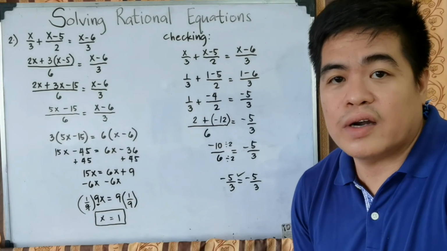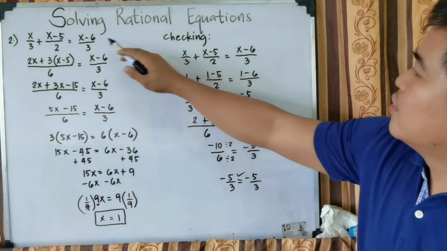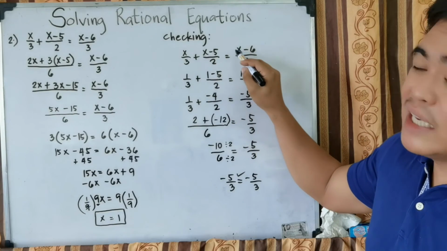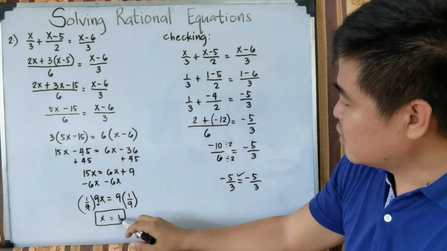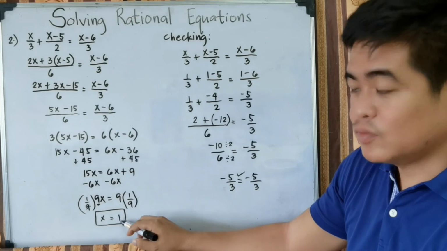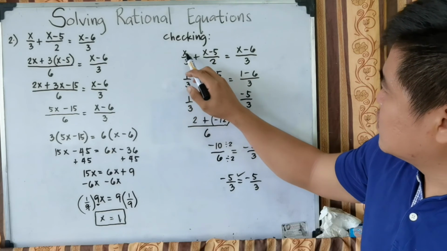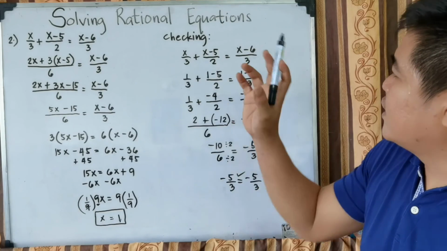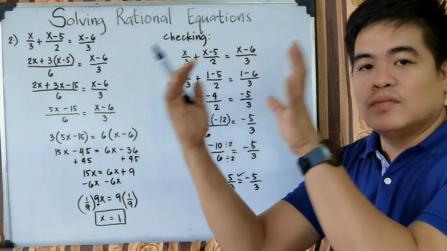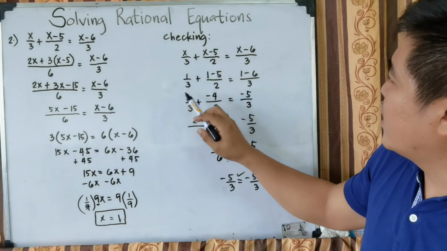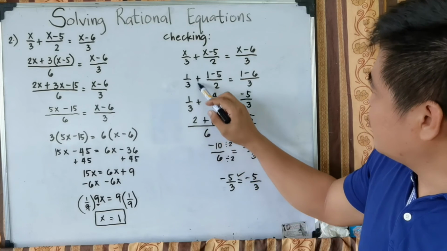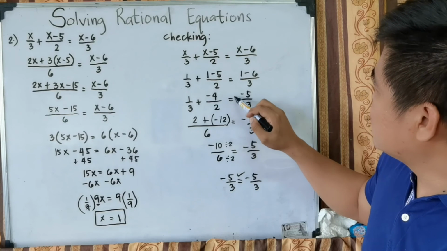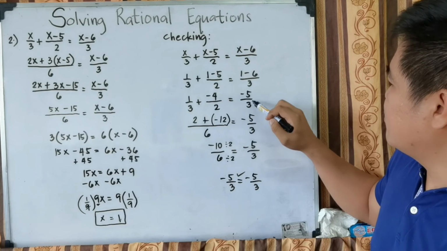Let's check if our solution is correct, or if the value of x is correct. Simply write our original equation and substitute each x with our answer, 1. So x becomes 1, this x becomes 1, and this one becomes 1. Then simplify each side of your equation. Copy 1/3 plus 1 minus 5, that's negative 4, all over 2, is equal to 1 minus 6, that's negative 5 over 3.